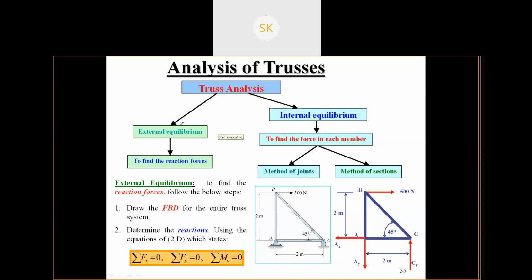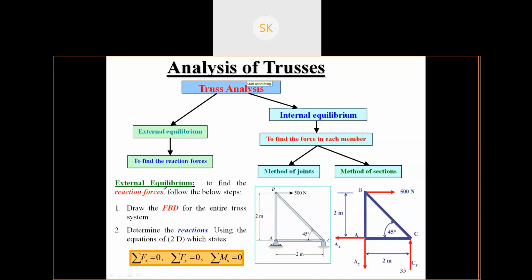I was just checking whether you have some clarity about those points, like the number of joints and number of members. Anyway, let it be. So we have to analyze this truss. We have external equilibrium and internal equilibrium. To determine the external equilibrium, you have to find the reaction forces. And for the internal equilibrium, you have to find the forces in each member. There are two methods: method of joints and method of sections. We'll discuss these two methods further.